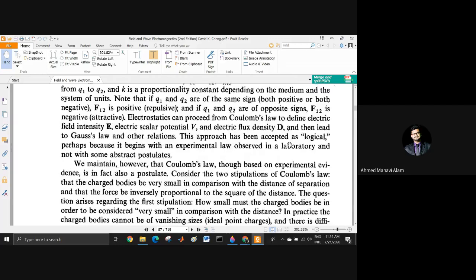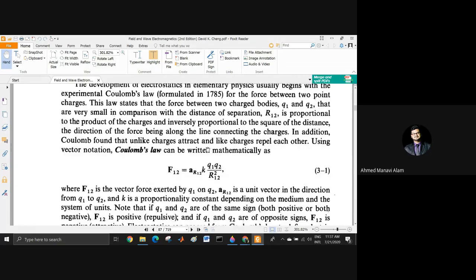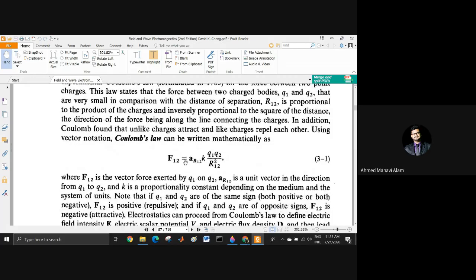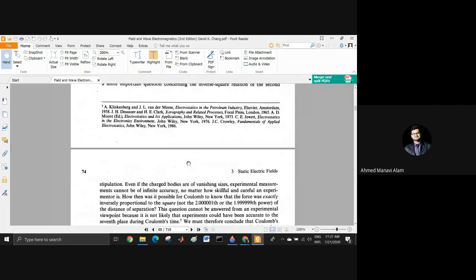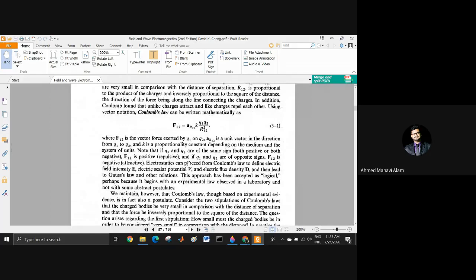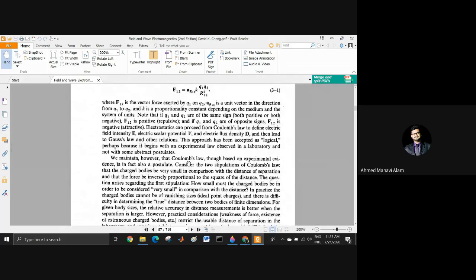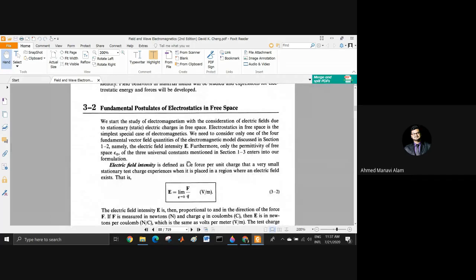This approach has been accepted as logical, perhaps because it begins with an experimental law observed in a laboratory, not with some abstract postulates. Since it was found experimentally, it cannot be proved from any origin. Now I will explain some of the postulates. Just go with me, you will understand.